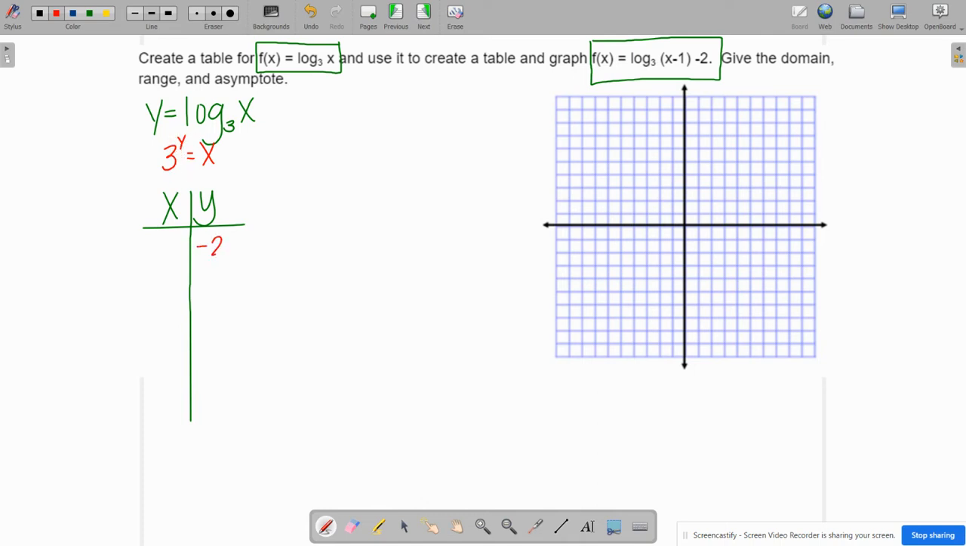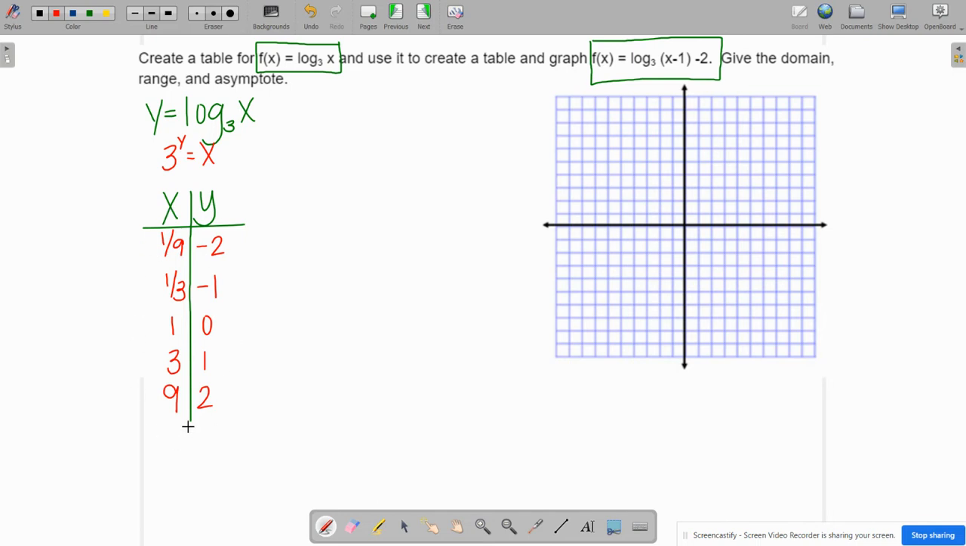So 3 to the negative second power is 1 over 3 squared, or 1/9. 3 to the negative first power would be 1 over 3 to the first power, or 1/3. 3 to the 0 power is 1. 3 to the first power is 3. And 3 squared would be 9.